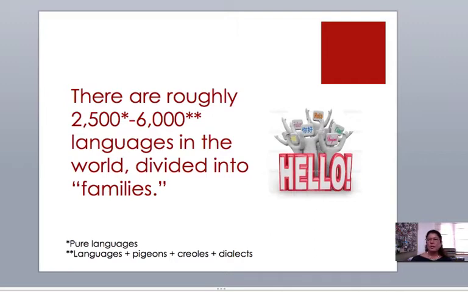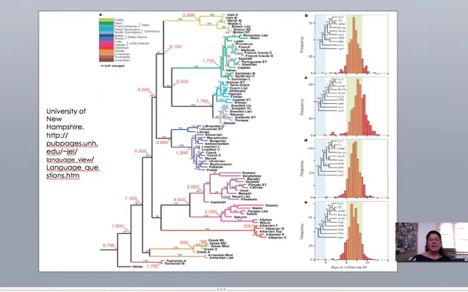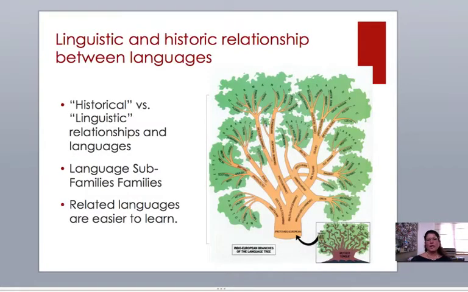There's about 2,500 pure languages, and then when you count pidgins, creoles, and dialects, it bumps up to a bit over 6,000 different varieties. They're divided into families, so you can see, for example, in this color-coded bar, there's Celtic languages, Italic languages, and Germanic-based languages. These are only European languages on this particular chart, but we know there's something to the history of languages.